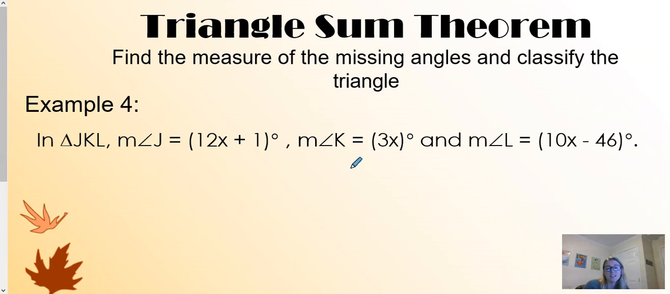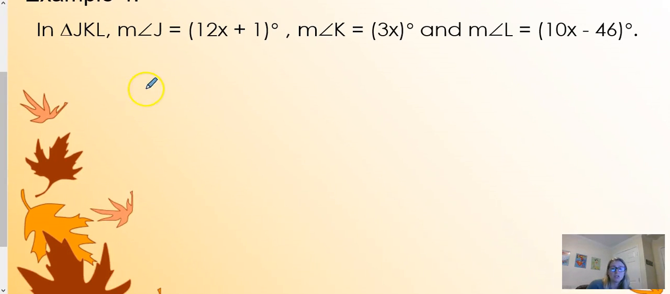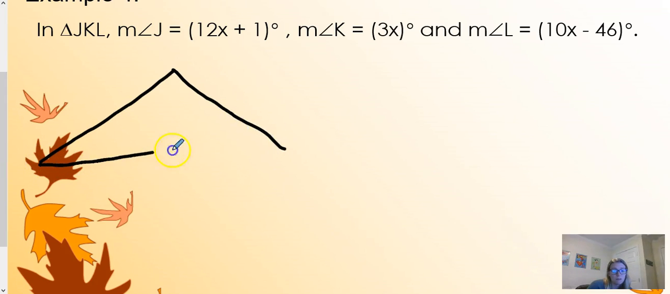Now on this one, they didn't give us a picture. So anytime they don't give you a picture, the first thing you should do is draw yourself a picture. Your picture is not going to be to scale, so you're just going to draw a triangle and label it with the letters that they've given us. They gave me J, and they told me J was 12x plus 1. Then they gave me K, and that was 3x. And then they gave me L, and it was 10x minus 46.